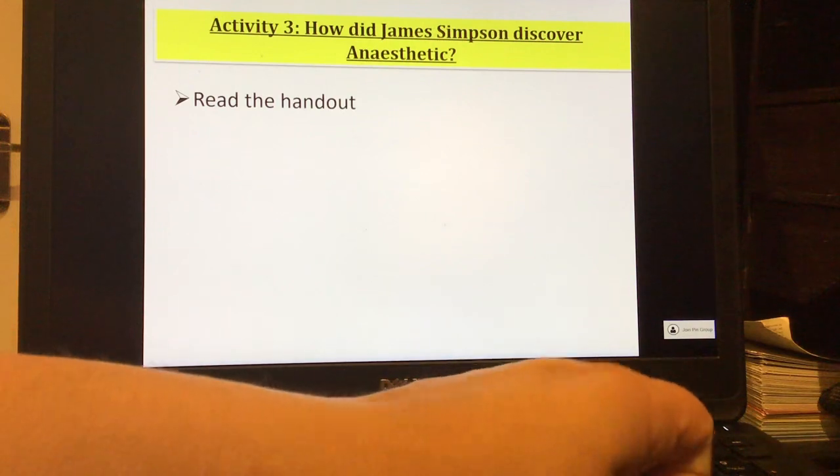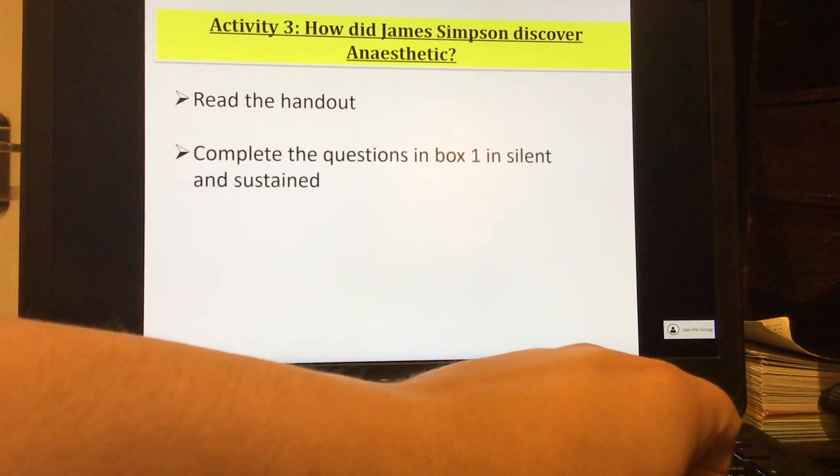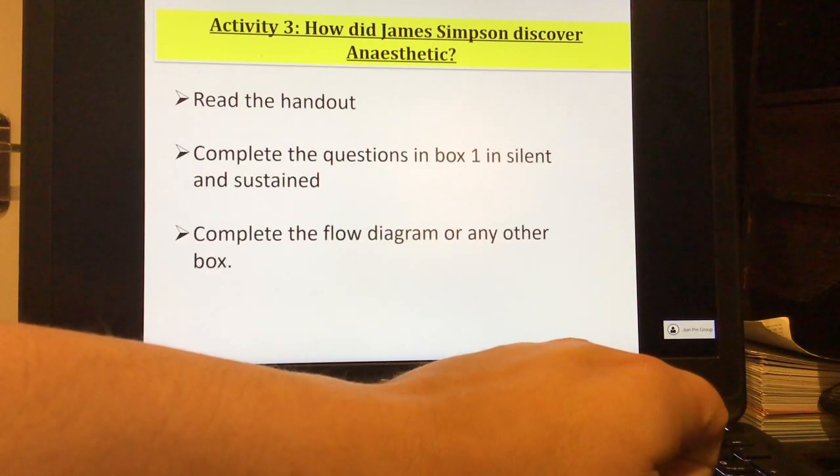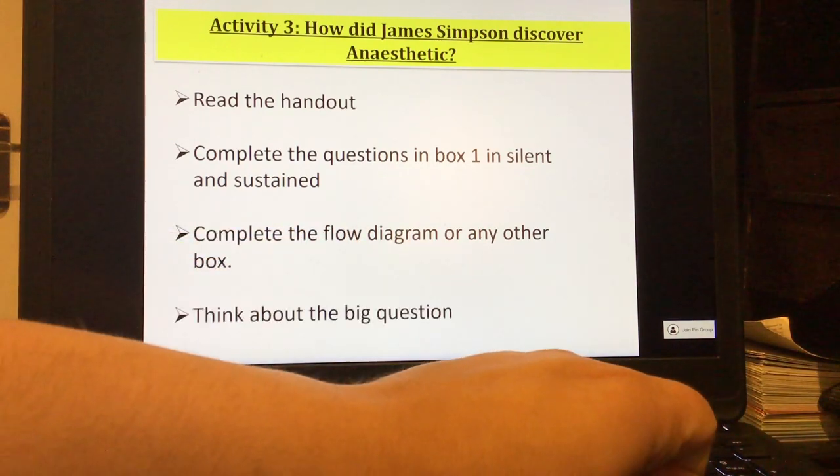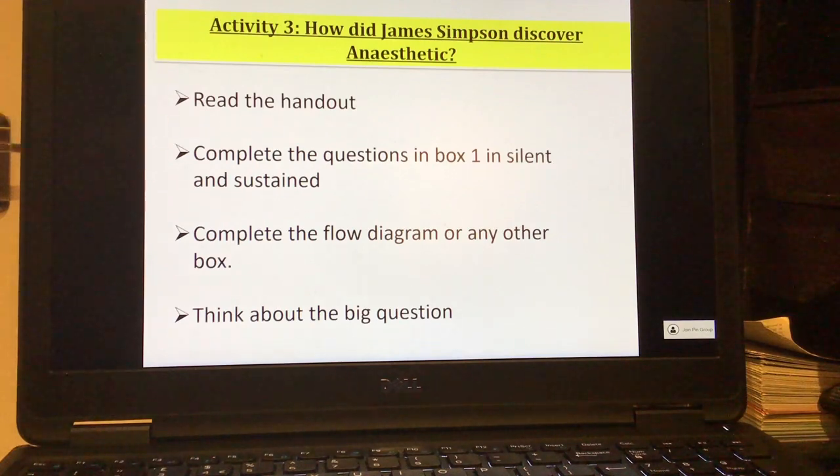But if you wanted to go into more detail, definitely have a read of it and have a go at the questions in the first box at least. No need, if you don't want to complete the flow diagram, but just have a look at the handout and read through it is probably the most important thing.